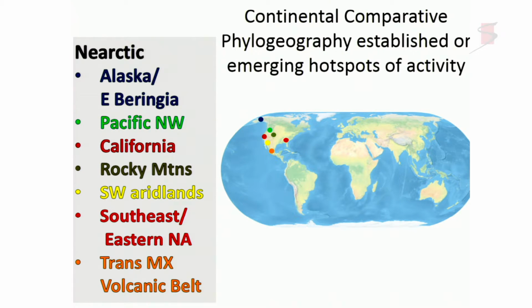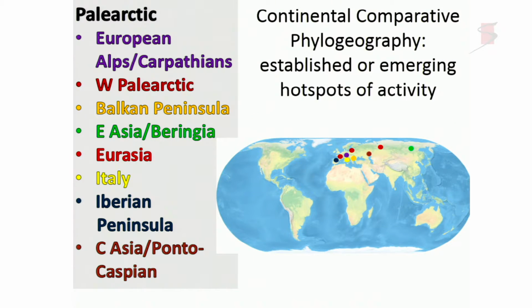Okay, in North America, I think Rockies and Central America are added to the others that were identified by Hickerson et al. In the Palearctic, you can generate a sense of a number of different hotspots of activity at this point. Many in the Western Palearctic, but a few in Eurasia and Eastern Palearctic as well.